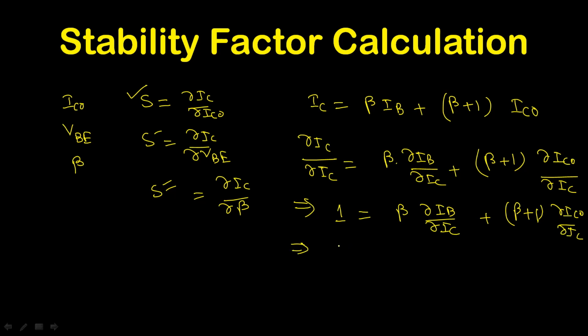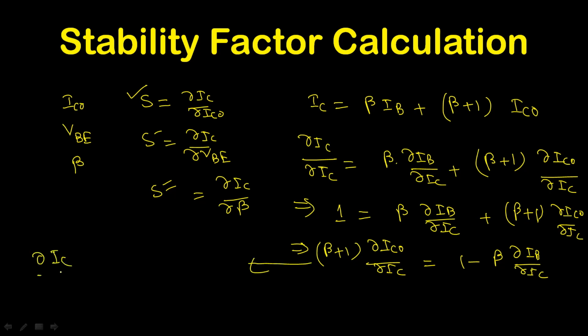So we can simplify it. So beta plus 1 times del ICO by del IC is equal to 1 minus beta del IB by del IC. From there I can write del IC by del ICO equals beta plus 1 divided by 1 minus beta times del IB by del IC.